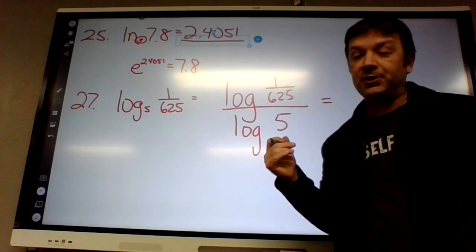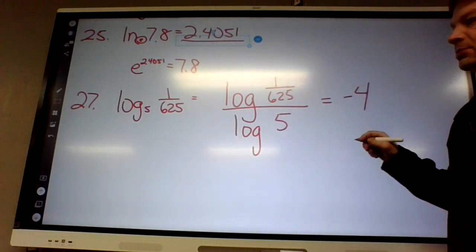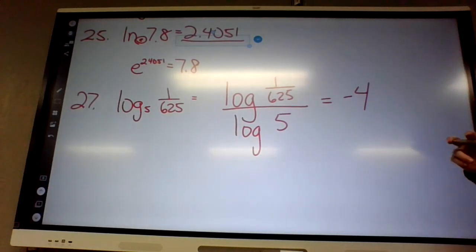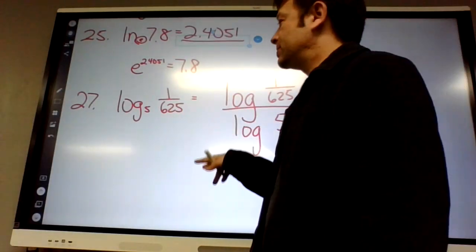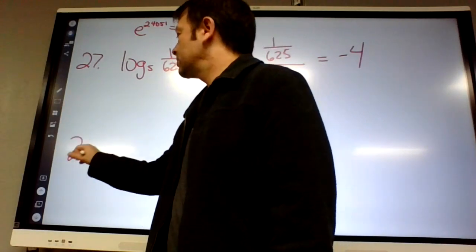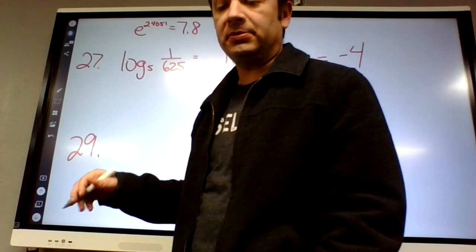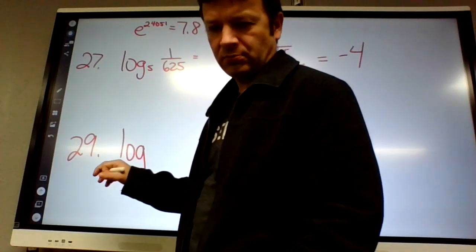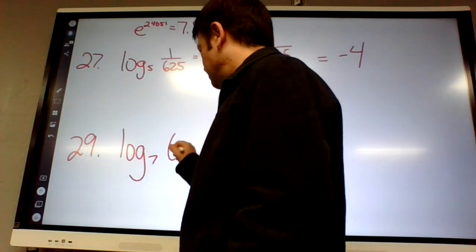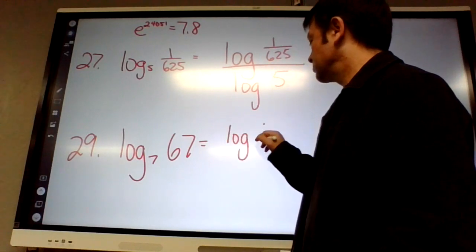Did you guys try 27? Yeah. Should have got -4. Yep. Yeah, 5 to the 4th is 625, so 5 to the -4th is 1/625. And then 29, same thing. This was like the Friday assignment that everybody got almost 100 on. Remember that?